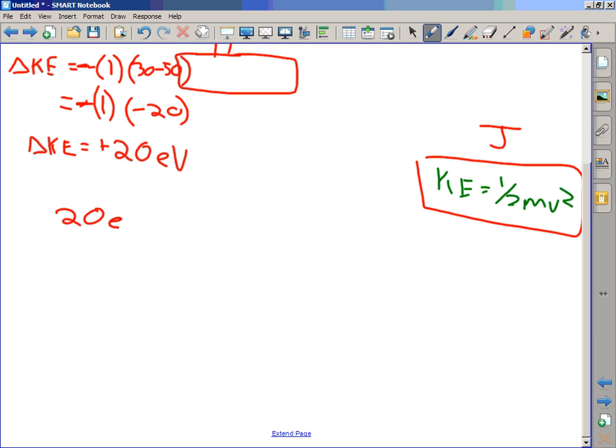I want to go from 20 eV into something in joules. Good. 1.6 times 10 to the negative 19 goes on top. 1 eV goes on bottom. And you solve from there.